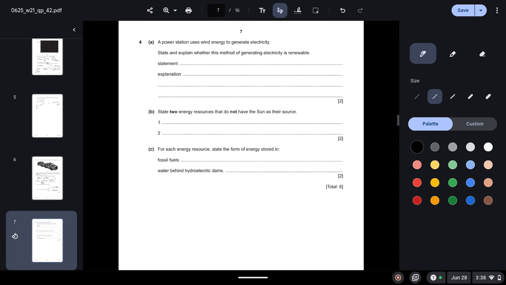Question 4. A power station uses wind energy to generate electricity. State and explain whether this method of generating electricity is renewable. So yes, it is renewable. And why is that? Because wind is always there. It is not something that will eventually finish. It will always be there. It won't run out.